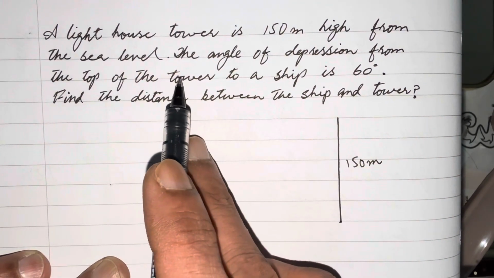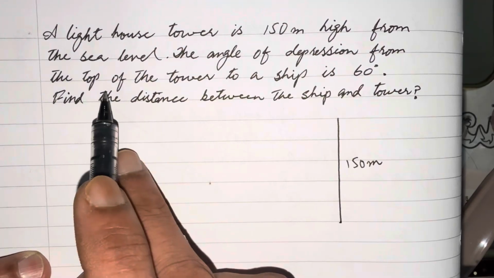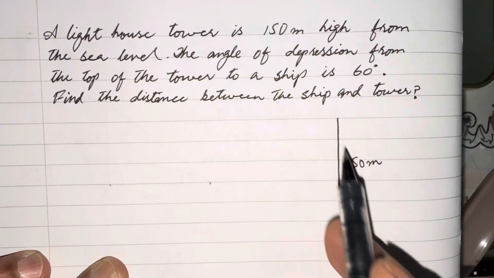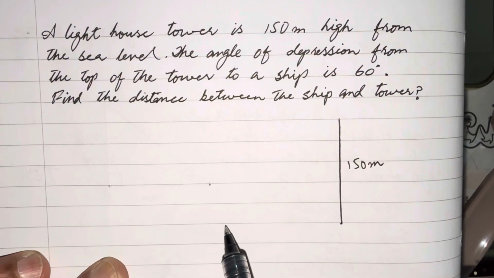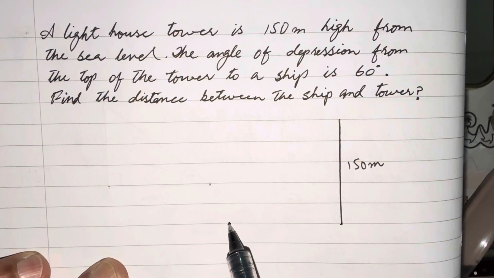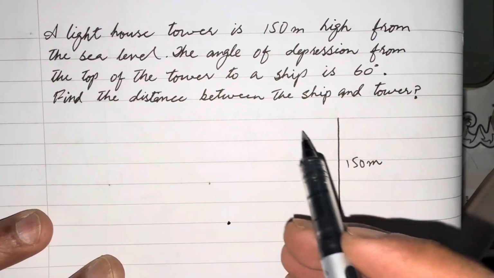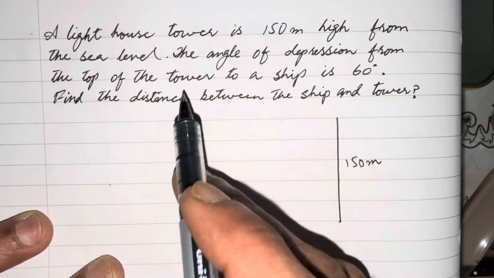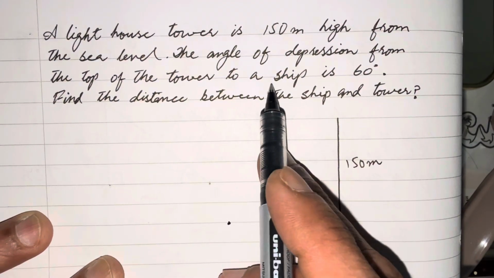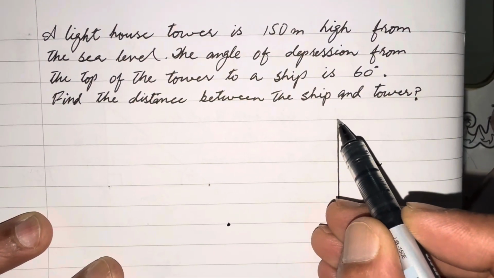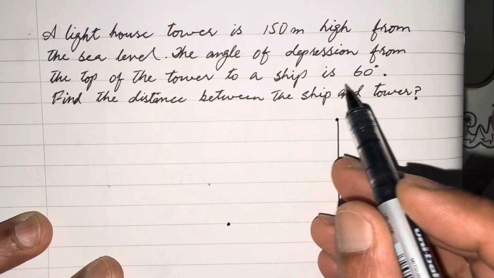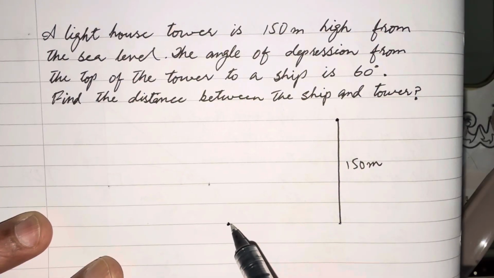After that, the angle of depression from the top of the tower to a ship. So there is a ship which is on the sea level. You can say that the ship is around here. That dot is showing the ship. Here we are talking about the angle of depression from the top of the tower to a ship. So from the top of the tower over here, the angle of depression to the ship is 60 degrees.